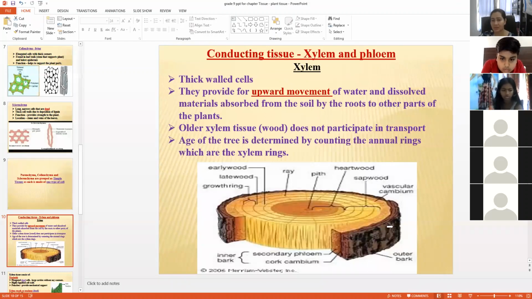So is the outer xylem tissue dead? Yes, that is dead. That only performs protective functions. Yes, it provides a protective function because unless and until we uproot the plant or cut the tree, nothing is going to happen to the tree. That wood is that thick.